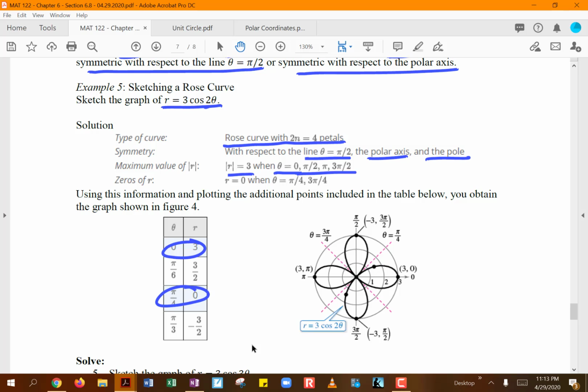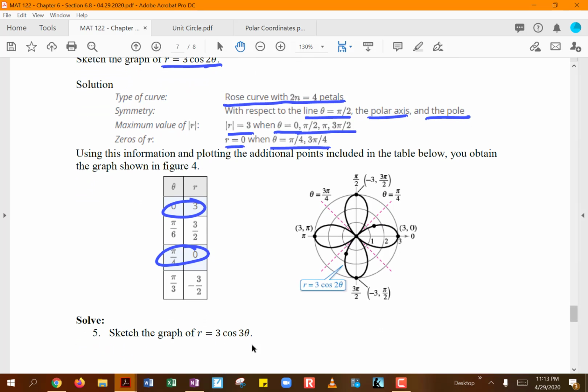complete table over here. Your 0 values for r are going to be when theta is pi over 4 and at 3 pi over 4. So using our type of curve, symmetry, maximum values, and zeros for your r value, I would actually extend this table more than what they are showing you over here. And you can see we have a nice 4-petaled rose curve over here.